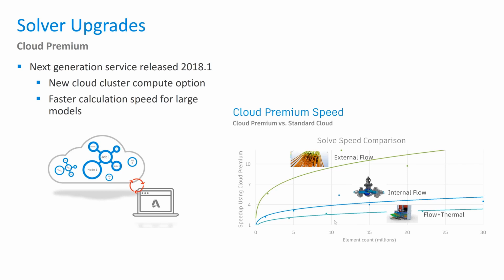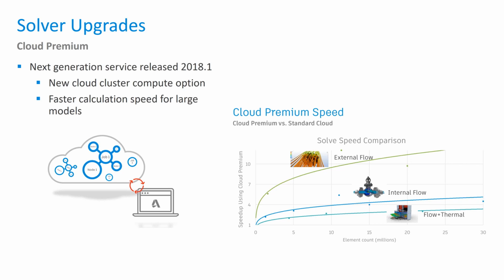And then if you add thermal, there's a lot of communication that has to go on for thermal. So initially when we released, it wasn't any faster, and we knew that we were going to be upgrading it, so we didn't want to leave it off the table for people to try out. But now flow and thermal is somewhere around 3 to 4 times faster than regular cloud jobs, and that goes across the span of size.